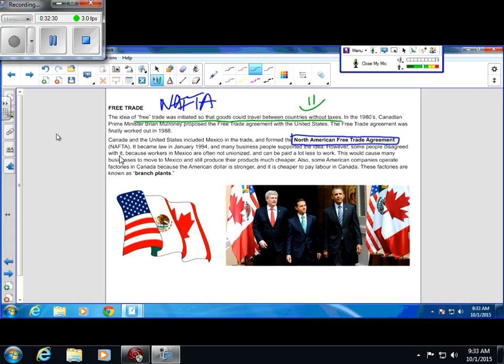However, there's always some negative consequences too. We'll talk about the bad side of free trade. I'm going to underline that in red. Again, there's going to be a question in the next assignment that asks you about your thoughts on free trade. I'll get more to that in just a sec.